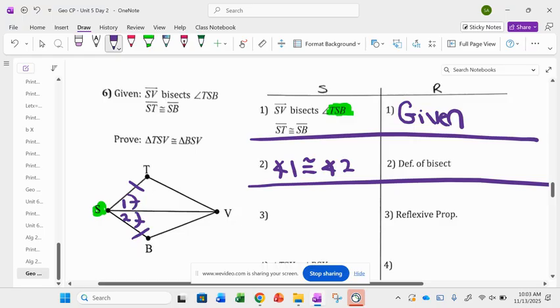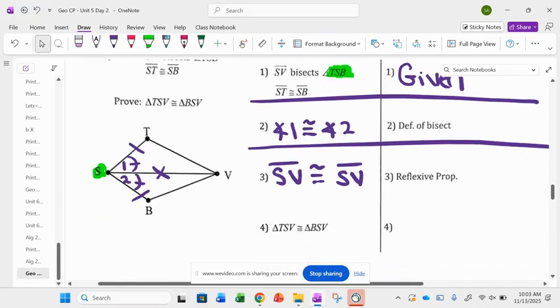So I mark that. All right, and now they're saying our reason is the reflexive property. So what do you think they're going to be saying? What is being shared between both triangles? Jonah? SV, you got it. So we're going to say SV is congruent to SV reflexive.